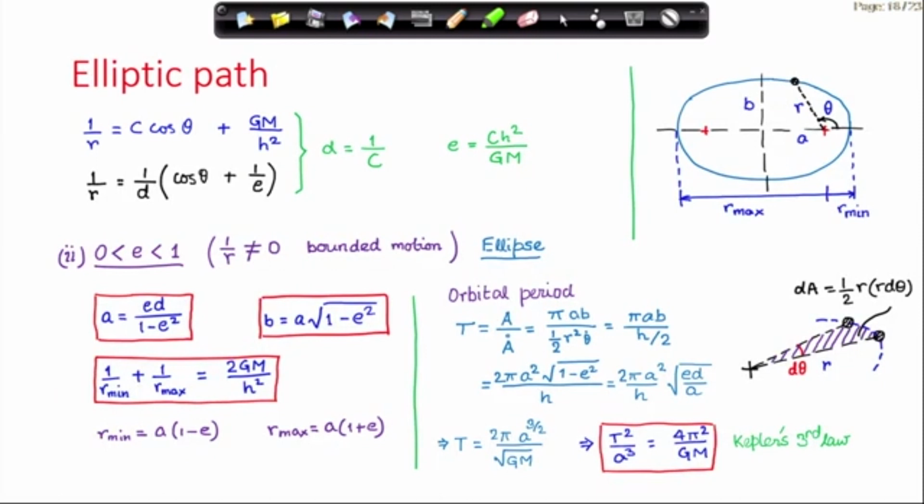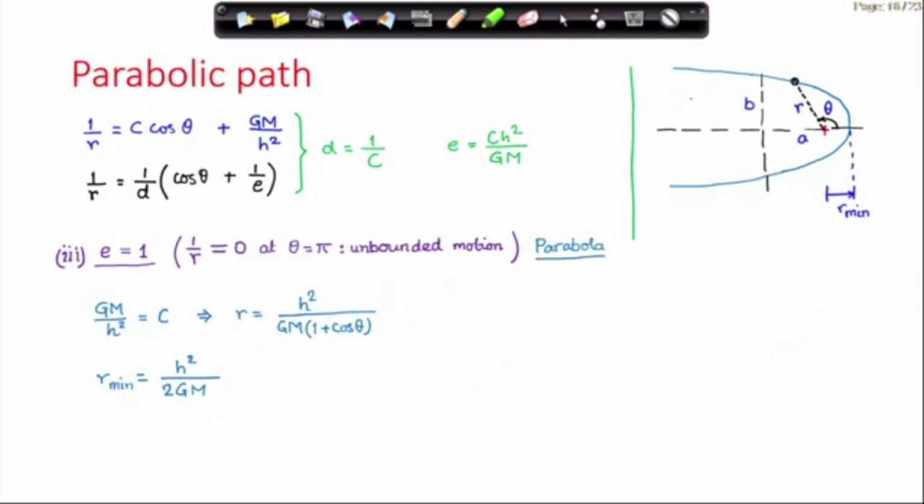Then we had discussed elliptic paths. These are the major relations that we had seen in the previous lecture. We have derived all these things. This is for the elliptic path.